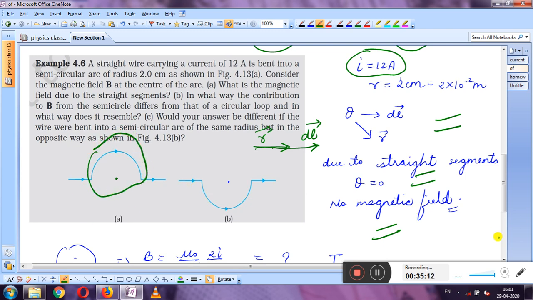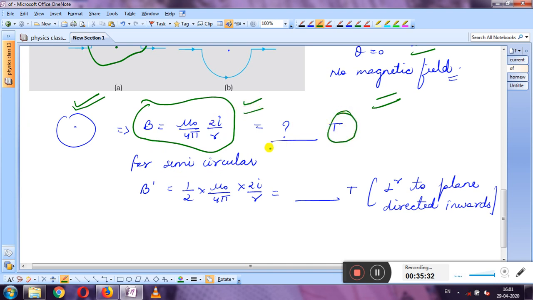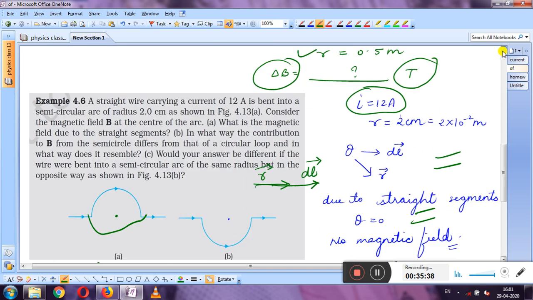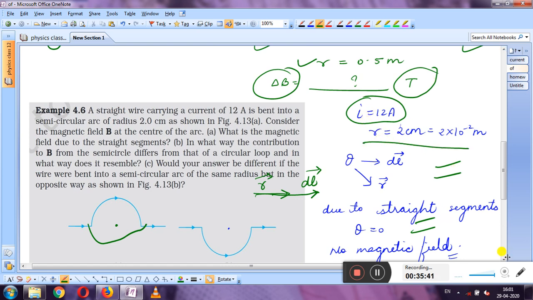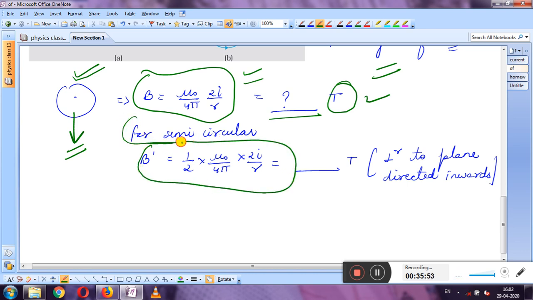So let us find the magnetic field due to the semicircular arc. Due to the whole circular loop, the magnetic field we have seen today is equal to mu naught upon 4 pi, 2 pi I upon r. Using this formula we can find the magnetic field, and it will come in Tesla. All the values are given here. I is given, r is given. Now for the whole loop you can calculate, and after that you can take its half. Then you will have the magnetic field due to the semicircular loop.